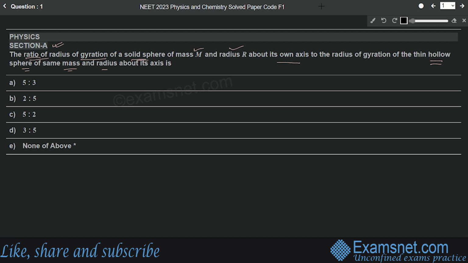Okay, so let's see. For a solid sphere, the radius of gyration about its own axis is equal to under root 2 by 5 r. Whereas for a hollow sphere, the radius of gyration about its own axis is under root 2 by 3 r. Okay, so we simply have to find the ratio of these, right?